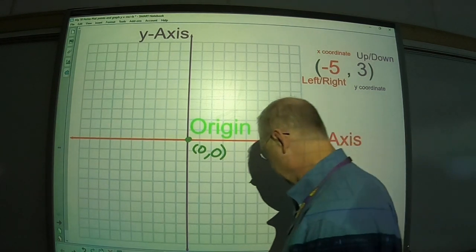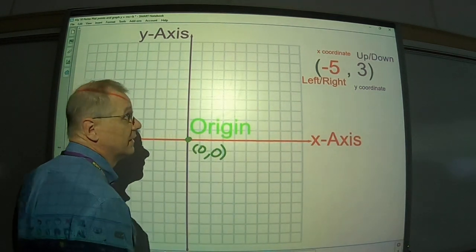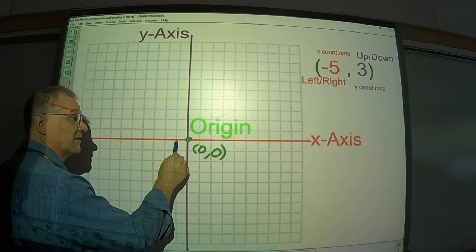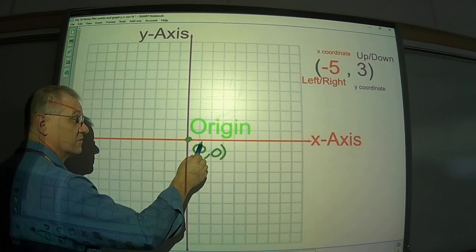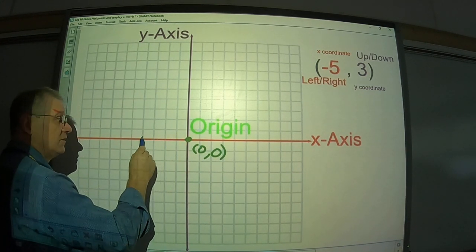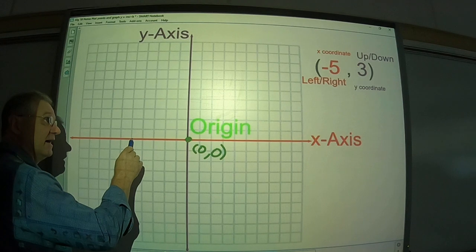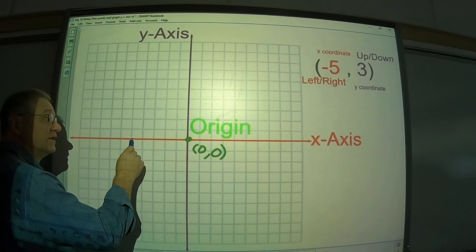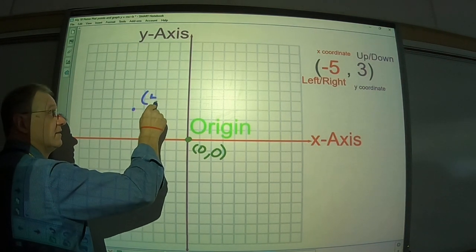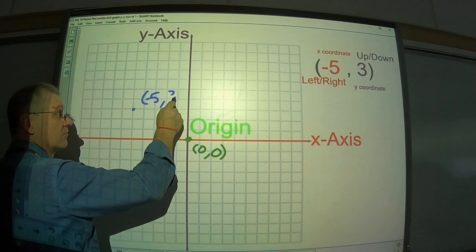So if I am plotting this point, I'm going to go to the left, because that's the negative direction for x, versus the positive to the right. 5 places, 1, 2, 3, 4, 5. There's negative 5. And the y movement, up is positive, down is negative, up 3. And there's the point, negative 5, 3.